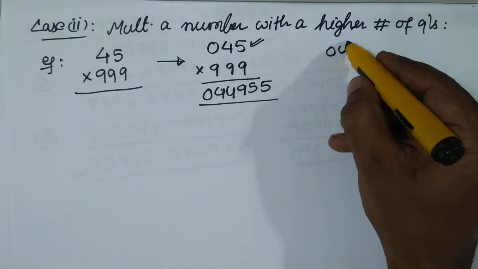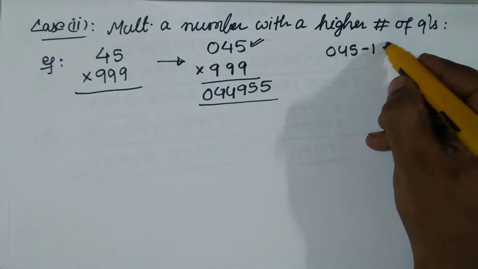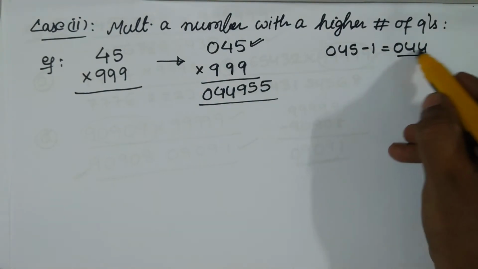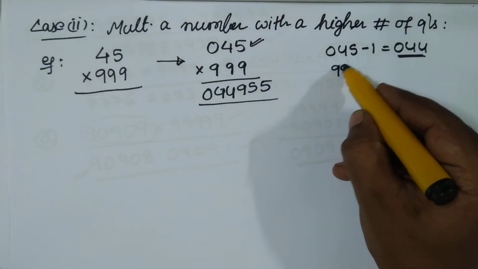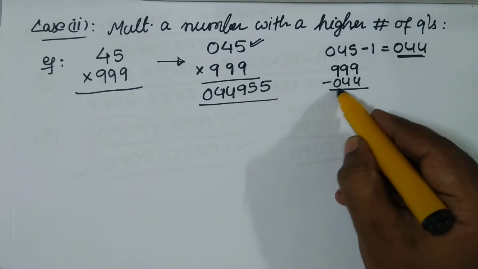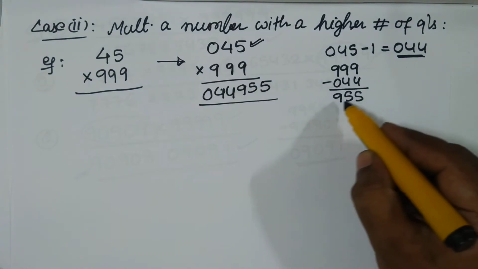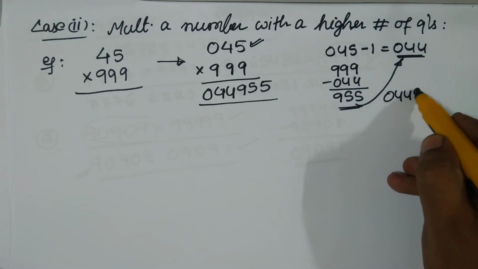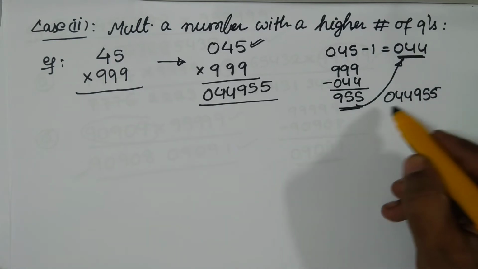So 045 is there, right? You subtract 1 from it. That is again the same thing we have done, 044. And now whatever we obtain here, you subtract this from 999. So you subtract 044 from 999. So you get 955. Just append this number to this number. Now you get 044955. This is equal to what?